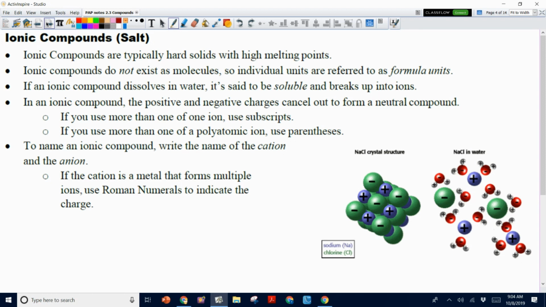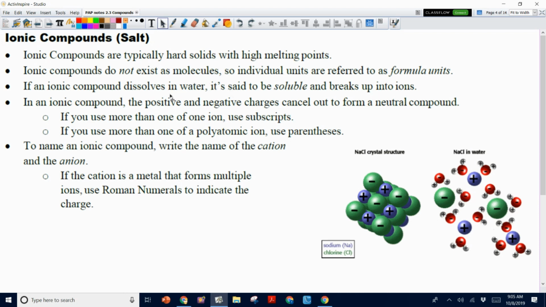Ionic compounds do not exist as molecules, so individual units are called formula units. Ionic compounds dissolve in water. It's said to be soluble, and it breaks up into ions. So our picture here in this corner shows the crystalline structure of sodium chloride. Then when you put it into water, these red and white molecules here are the water. So the positive side of the water starts surrounding the negative chlorine ion and pulls it apart from the sodium. And then the negative side of the waters start surrounding the positive sodium ions. And so they pull them apart and they just surround. That's how sodium chloride dissolves.